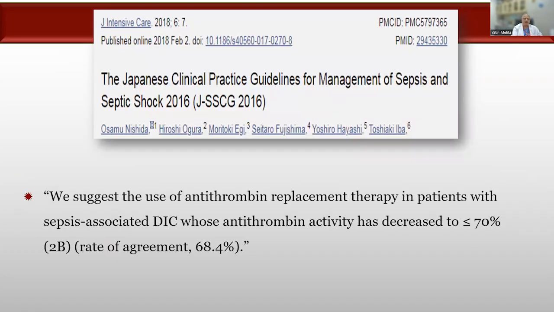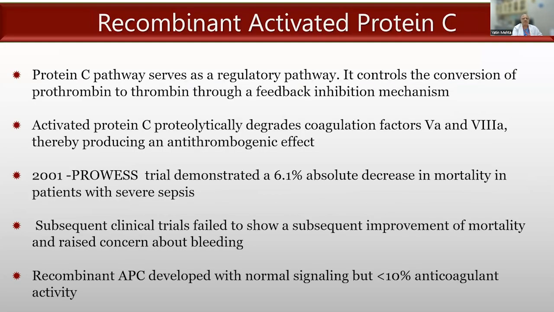The Japanese Society of Thrombosis and Clinical Practice Guidelines suggests the use of antithrombin replacement therapy in patients with SIC if the antithrombin activity has decreased to less than 70%. Now, Japan obviously has antithrombin 3 measurement facilities in all the hospitals, and antithrombin 3 is available in Japan. Some developing countries may have antithrombin 3, but many of them do not.